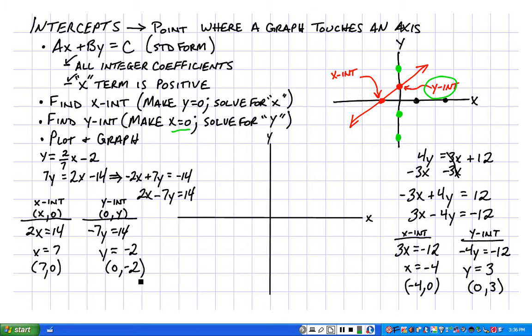Make sure I have enough space to graph. 1, 2, 3, 4, 5, 6, 7. So let me just do this. Let me move my y-axis over. Okay. Move my y-axis over to right here. So this is my y-axis. So 7, 0 is my x-intercept. So 7, that's from the origin. I count 1, 2, 3, 4, 5, 6, 7. So there's my 7, 0.